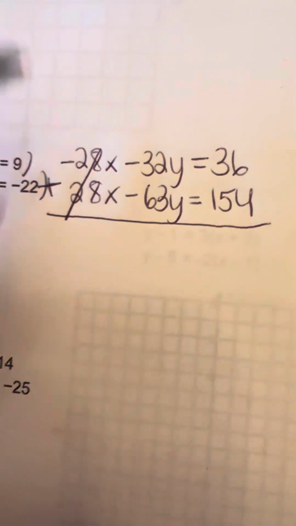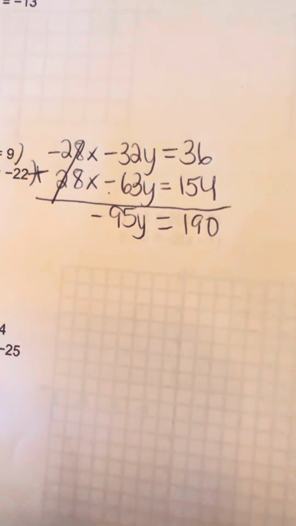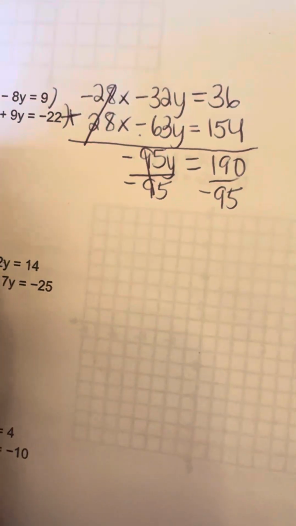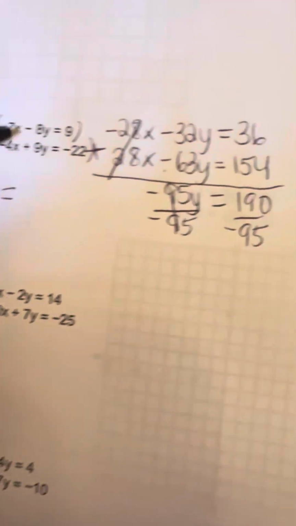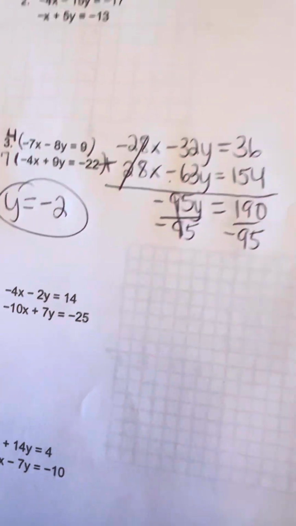We wanted to cancel these out, which we successfully have done. Adding these two together, we end up with a negative 95y. And then here we're going to add these together, you get a positive 190. Next step, divide both sides by negative 95. And that leaves me with y equaling a negative 2. So y is equal to negative 2 in this problem.